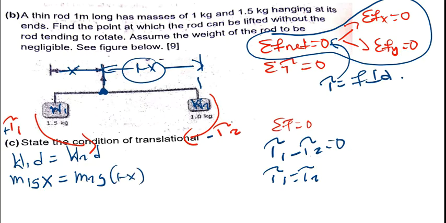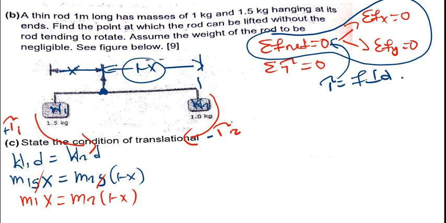So now we have masses, but we can cancel G. We have G on both sides. So you can say that M1 times X will be equal to M2 times (1 minus X). We plug in the values. What is M1? M1 is 1.5, times X being equal to M2. What is M2? M2 is 1.0, open brackets, 1 minus X.